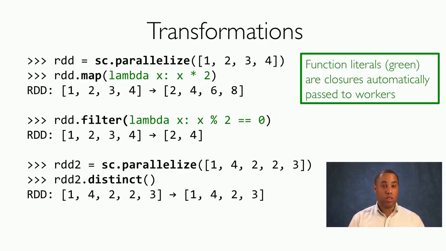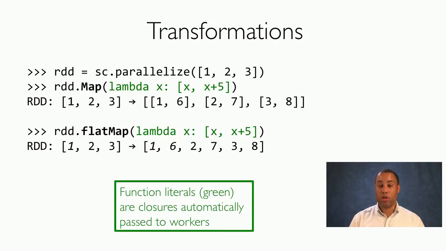The last transformation on this slide is the distinct transformation. So we start by parallelizing the list 1, 4, 2, 2, 3, and then we pass that to the distinct transformation. That will give us a new RDD that only contains the distinct elements of the input RDD. So this creates a new RDD with only 1, 4, 2, and 3. Those are the unique elements of the input RDD.